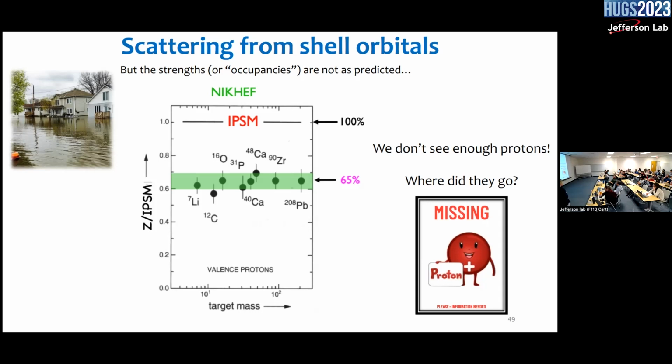And so we were missing protons. We were missing proton strength, basically. And so the question is, where did the protons go?